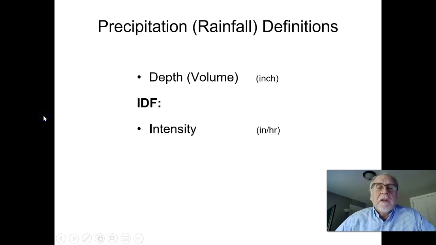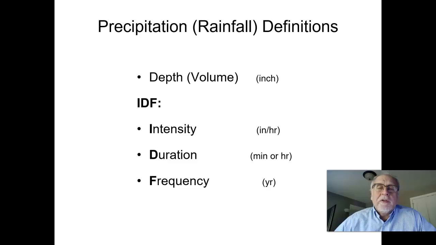IDF is intensity. In the US, usually we use the units of inches per hour. We might use millimeters per hour. It's all the same principle. Duration can be in minutes or hours. We use both of those. And the frequency is usually done in years. So when we say that was a 50-year rainfall, that's the frequency of the rainfall. That's the return period, or about how often that size rainfall happens.